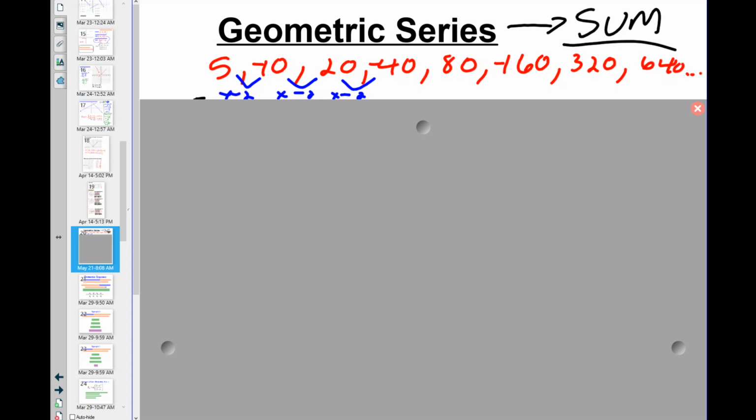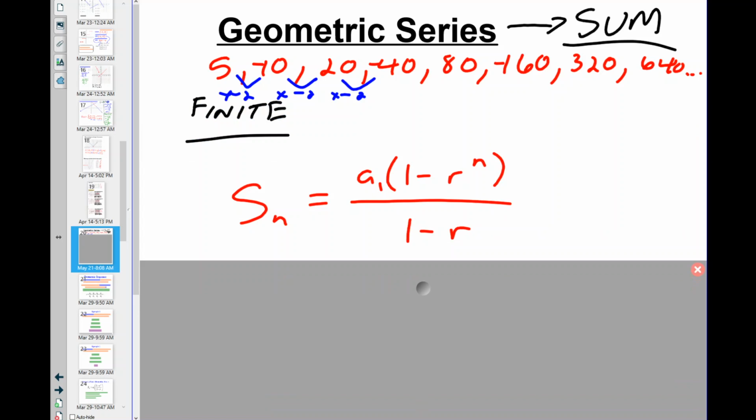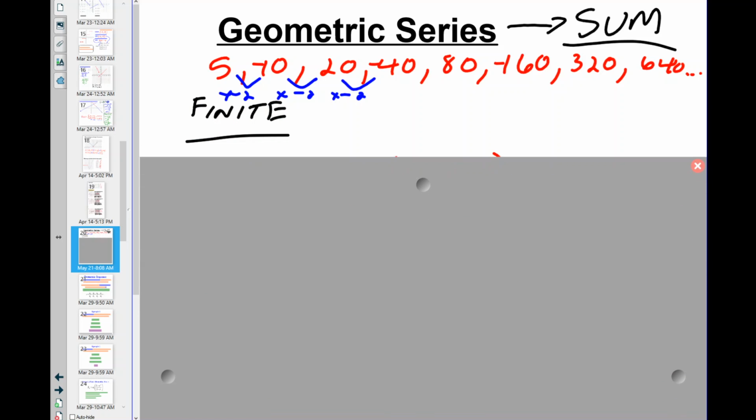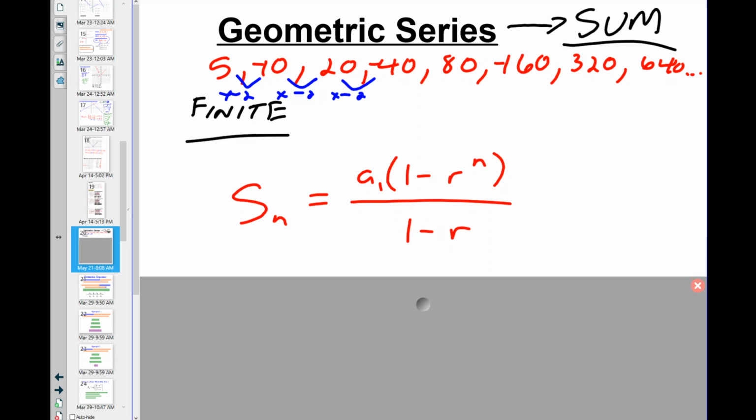Now, for whatever reason, the AKS that we're supposed to teach you only says that we need to teach you finite. What does finite mean? There's a beginning and an end. Because some geometric series, believe it or not, can actually be added even if it was infinite. You're like, what? I can add an infinite amount of numbers? Sometimes. But that's not part of the AKS or whatever. I don't know why it's not. So we're going to stick to finite.